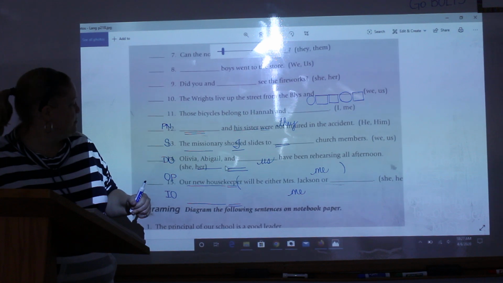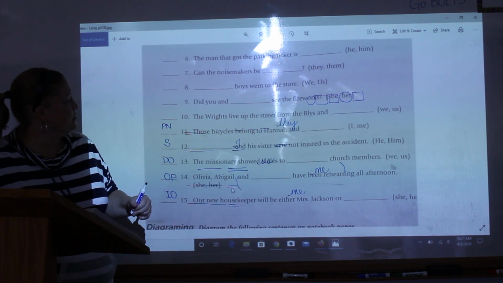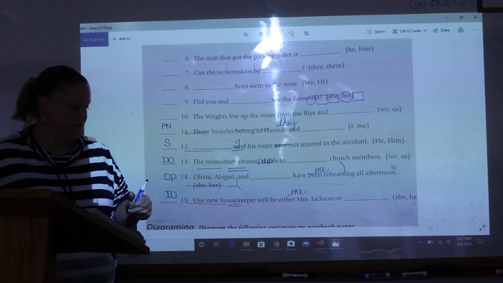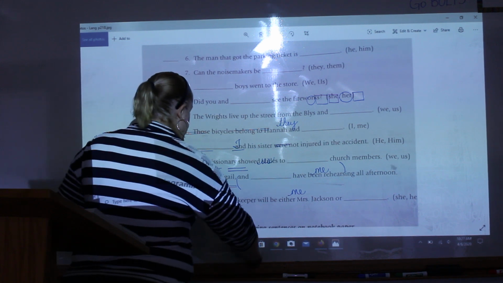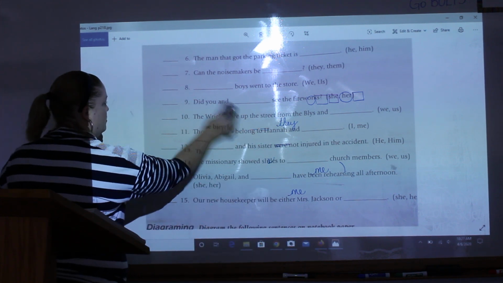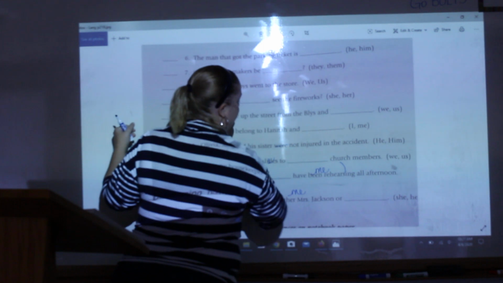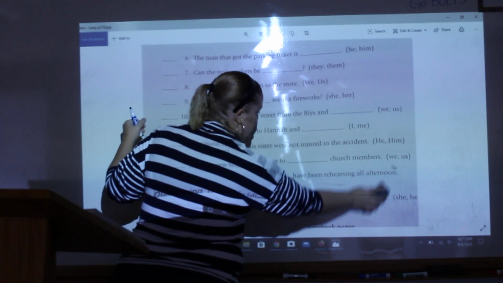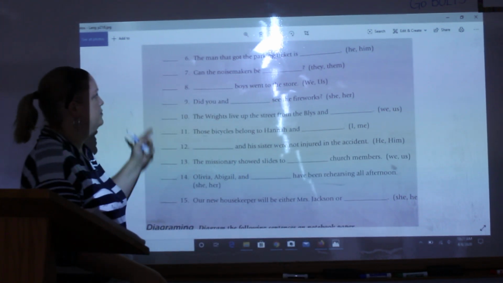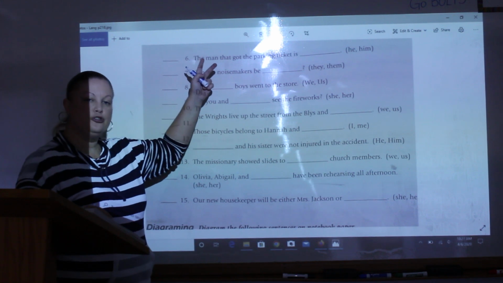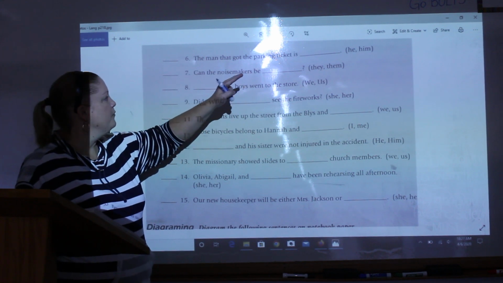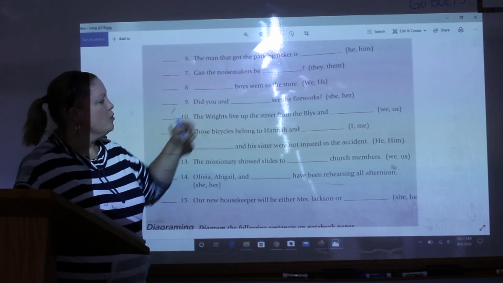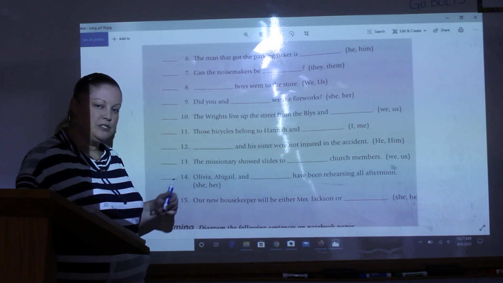Now, the rest of this section right here, 6 through 15, I'm going to erase this so you can see. This is the part you're going to do on your own. Okay. And this is something that you will send me a picture of. I want you to choose the correct form of pronoun, writing it in the longer blank to complete the sentence.